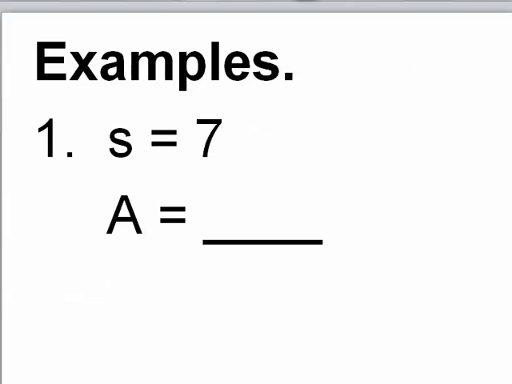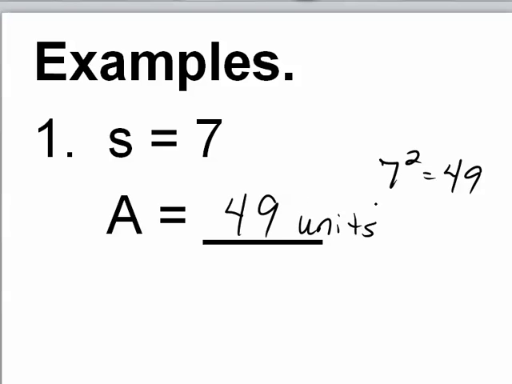For example, for our square, number 1 says that S, the length of a side, is 7. To find the area, we're going to take S squared. 7 times 7 is 49. So this is 49 square units. We weren't given if this is feet, inches, centimeters, so it's units. When you find area, it's always units squared. It doesn't change the number, that's just on the label.